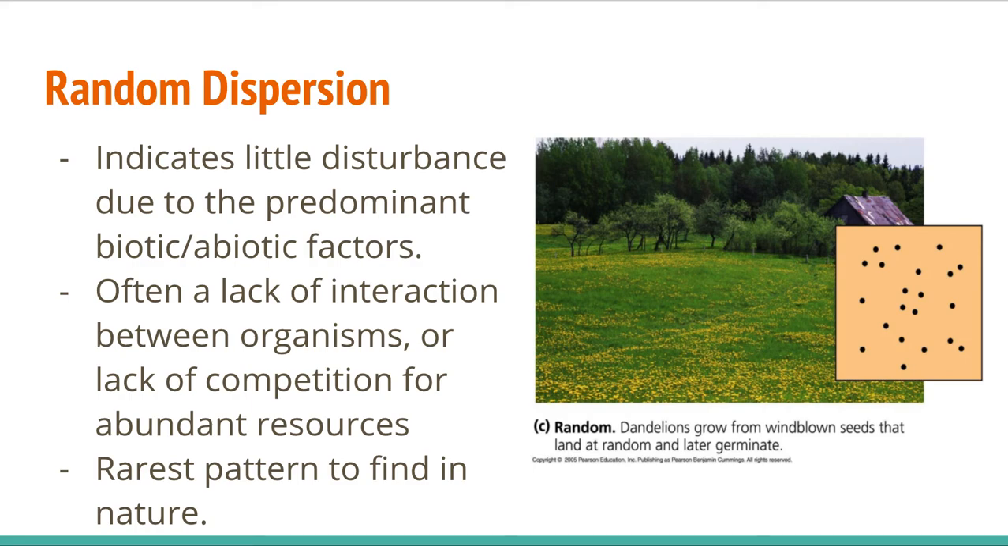But that tends to be the exception rather than the rule, because random dispersion means that there's either a lack of interaction between organisms, which is rare, or there's a lack of competition. So you tend to see random dispersion in areas that also have very high abundance resources and not a lot of predators. Because as soon as you've got predators, you've got selection, and selection has a tendency to disrupt random dispersion.